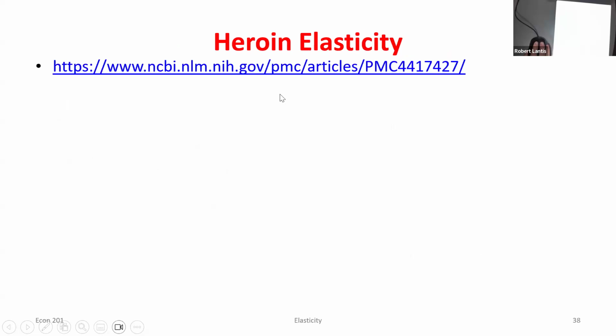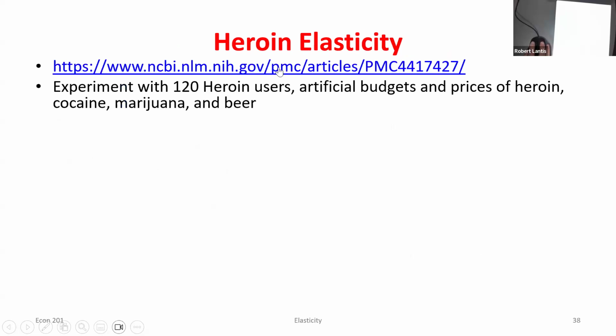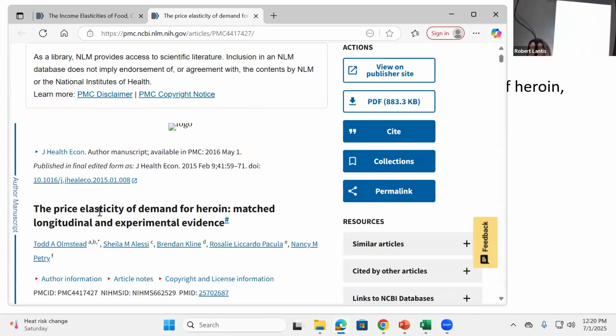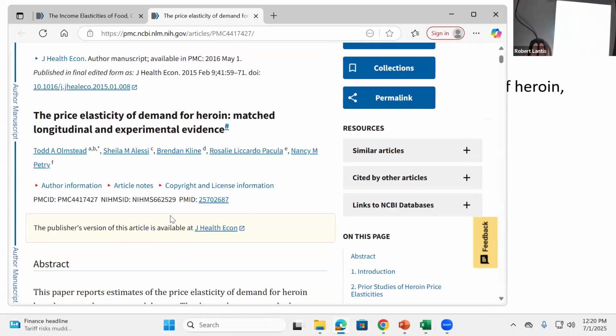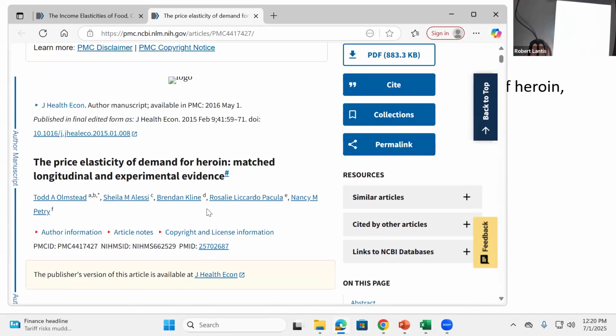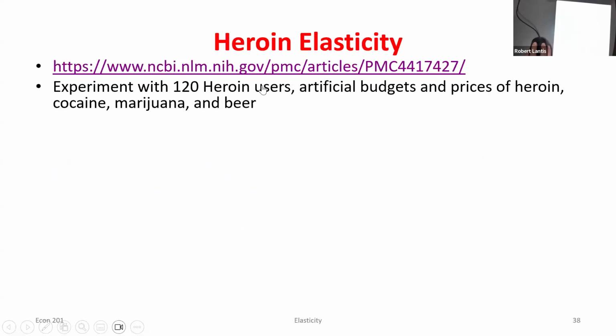I also have a link, kind of interesting. So this paper, once again another peer-reviewed article, they were measuring, and if I remember right, they actually found heroin users, and they were giving them artificial budgets and asking them, if you had this much money, how much heroin, how many packs of cigarettes, et cetera, would you buy? And then they recorded all that data, ran some fancy regressions, and came up with the elasticities for that. So they had 120 heroin users, artificial budgets, and I think they gave them four goods.